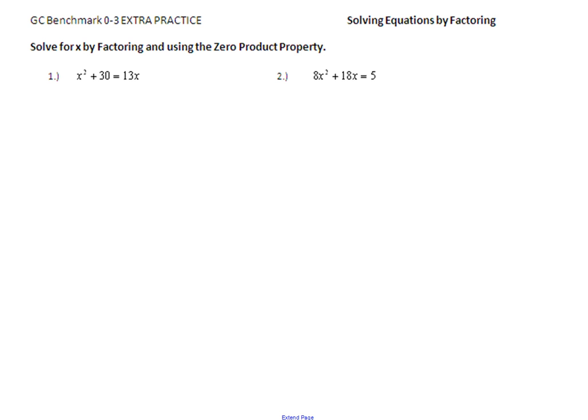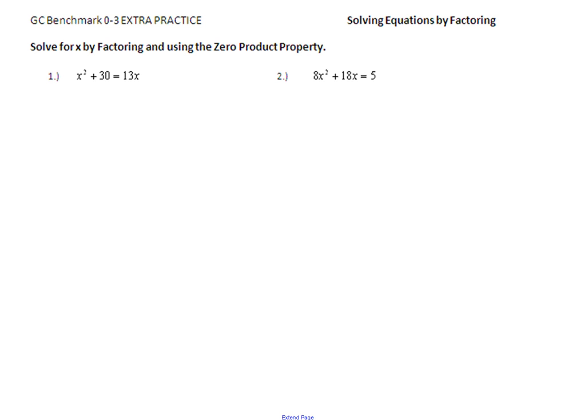Geometry benchmark 0-3, solving equations by factoring. Again, these geometry benchmarks that have a 0- are review from algebra. So if you want some more practice, look up the links for the algebra benchmarks and that should help.